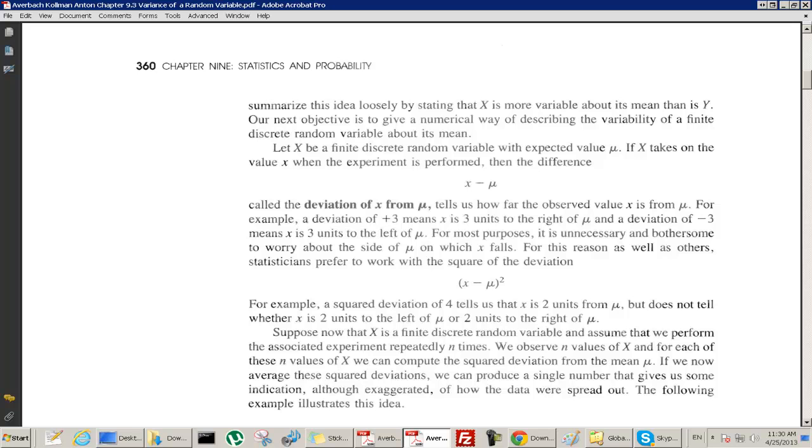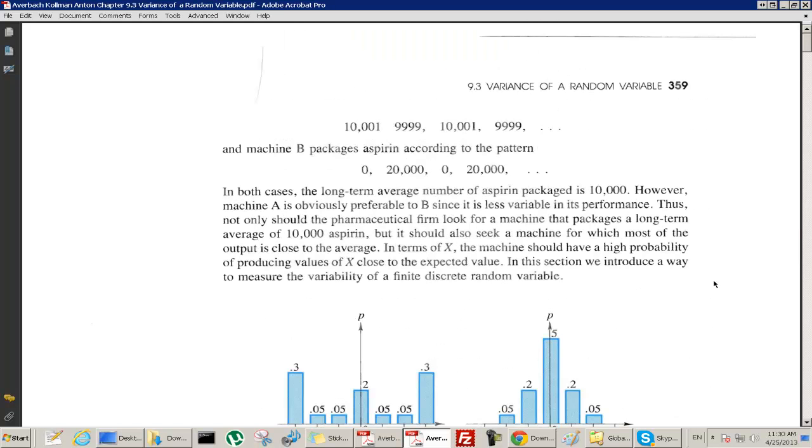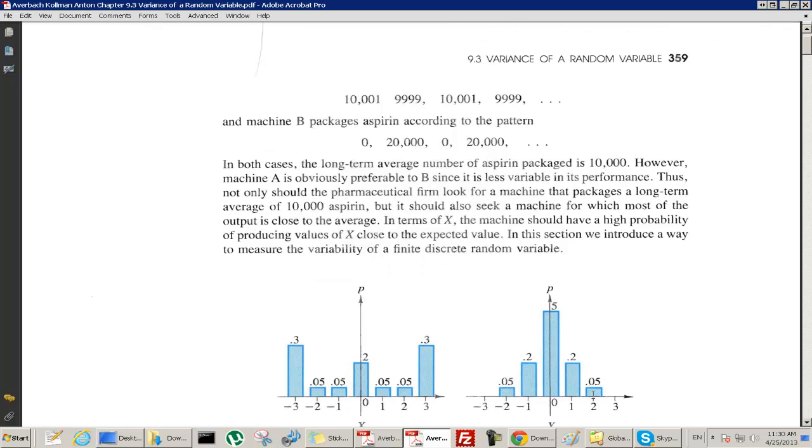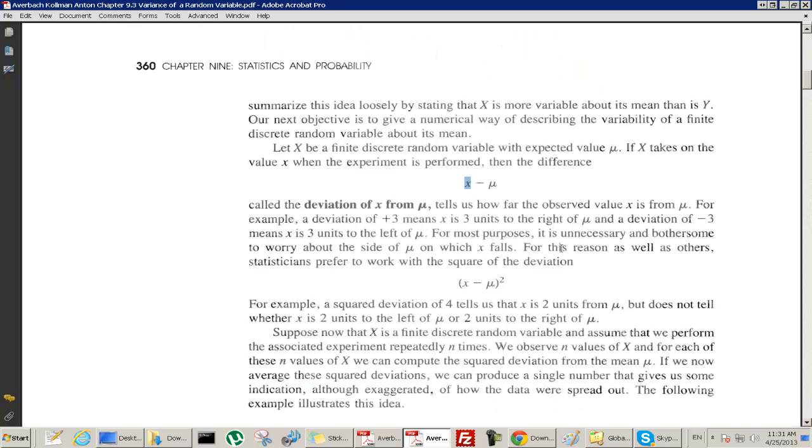So maybe mu was 0, as we said in the last two random variables, last two pictures, but we don't necessarily have to get 0 every time, right? In fact, we see that the chance of getting 2 is 5%, and over here the chance of getting 3 is 30%, so we don't always have to get the center. So we'll define whatever we get, maybe we got 2, minus the mean. We're going to call that the deviation of x from mu.